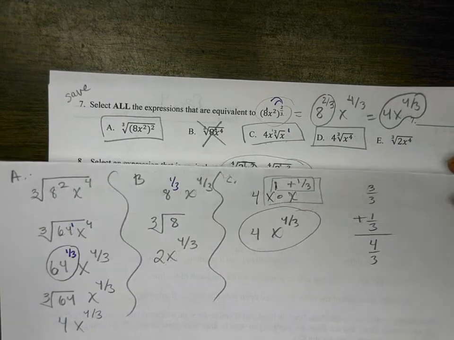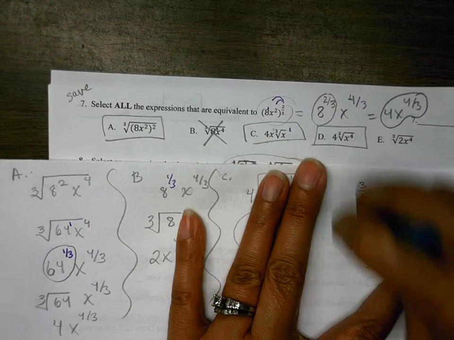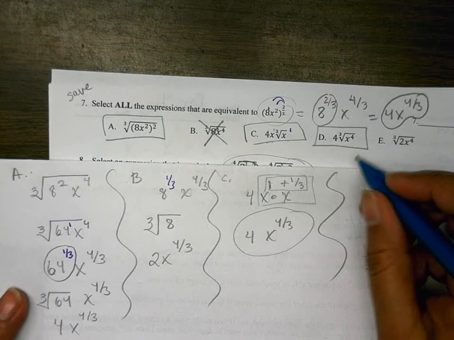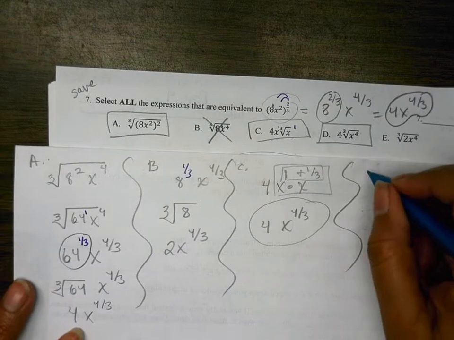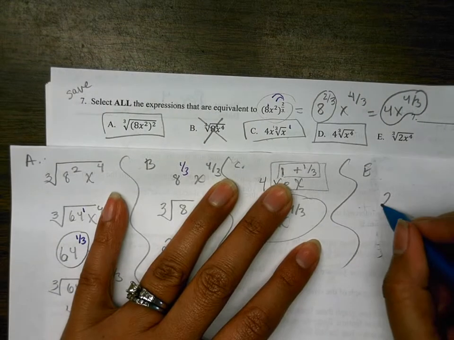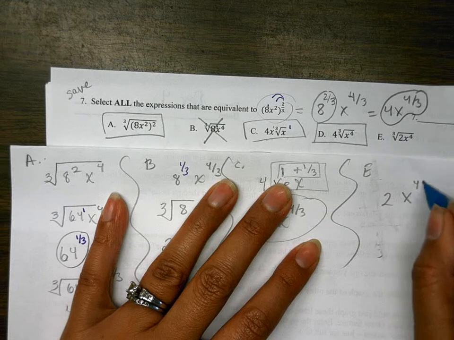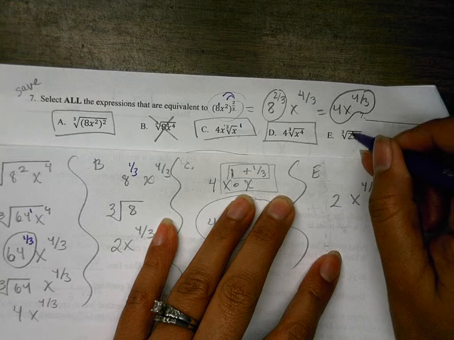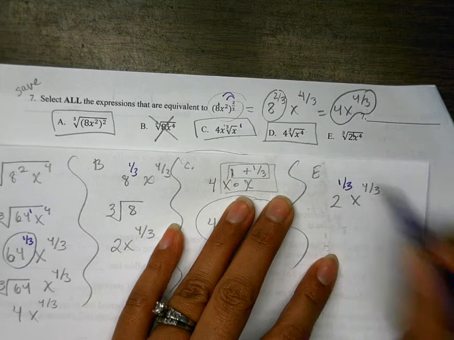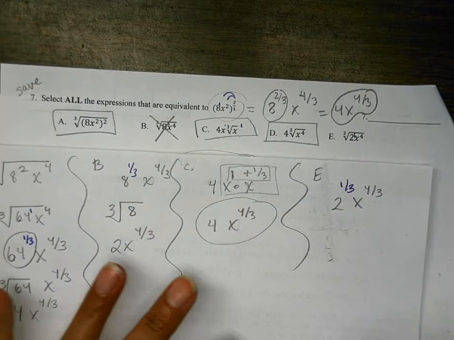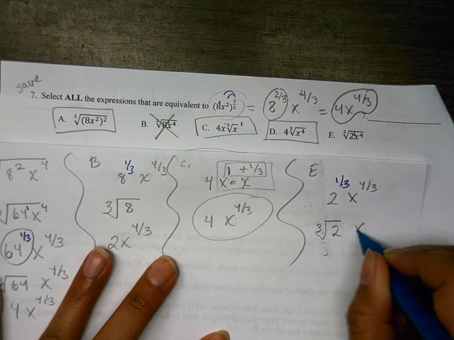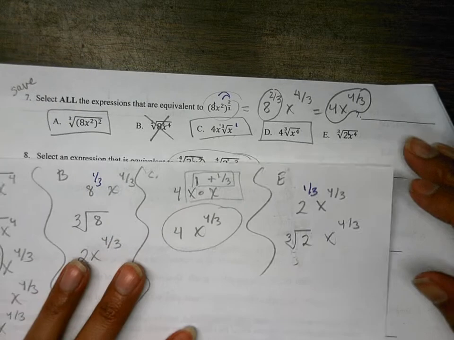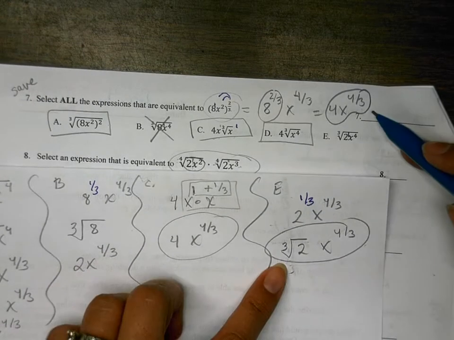Okay, so we have A, C, D, and what's the last one to check? E. Okay, so let's check it. We've already done D. Okay, 2x to the 4/3. What power do I put on the 2? There's a 1 in here, so when I rewrite it, it's 2 to the 1/3. Is that equivalent to the cube root of 2? Yes. Now, is 2 a perfect cube? No. I can't simplify this any further.